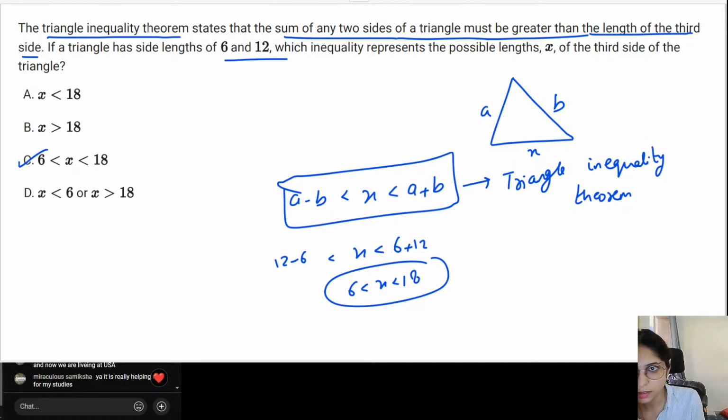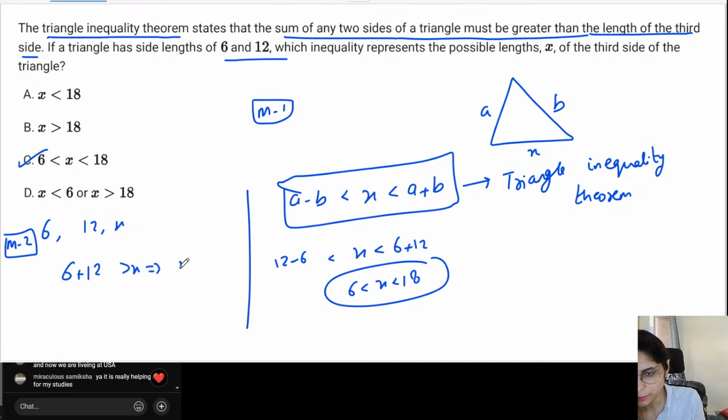Okay, if you go by this definition, then your three sides are 6, 12 and x. Then you would be doing 6 plus 12 should be greater than x. That will give you that x is less than 18. Then 12 plus x should be greater than 6. That's always true because 12 is greater than 6. Next will be 6 plus x should be greater than 12. This will give you that x should be greater than 6. So that is also how you can do it. But if you remember this, it's so much easier.